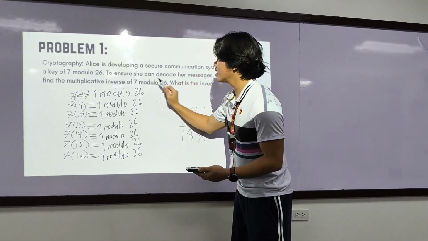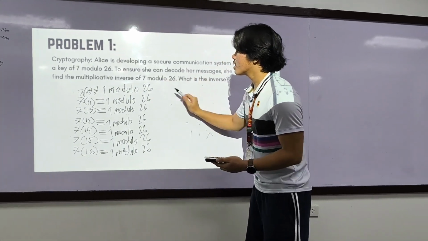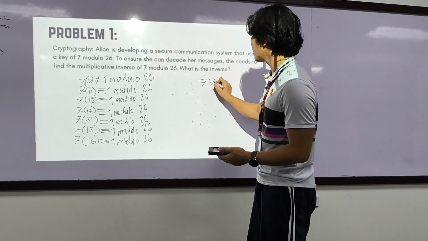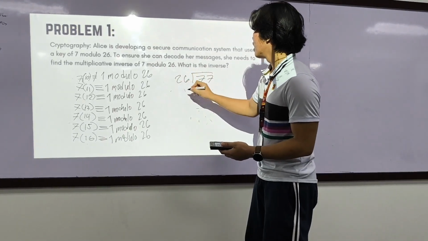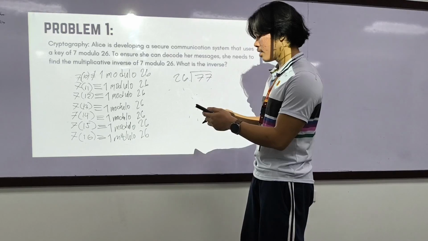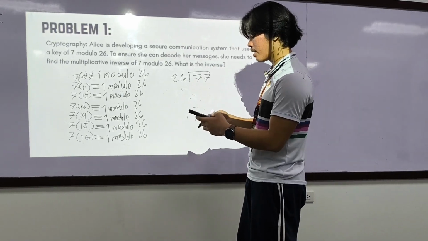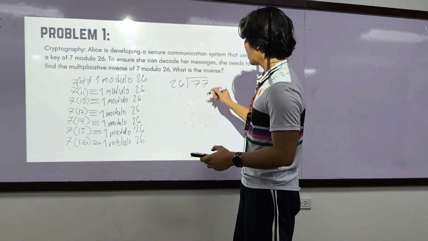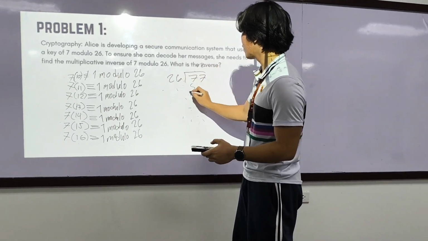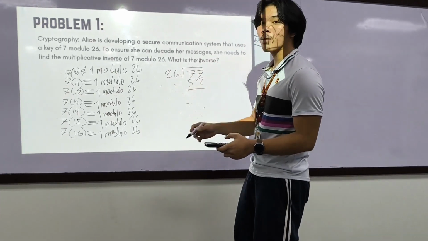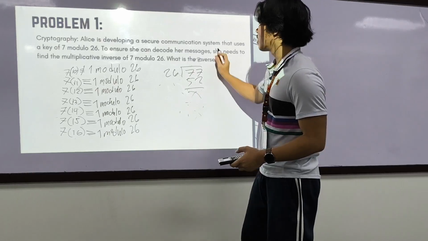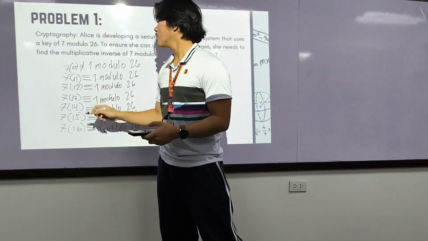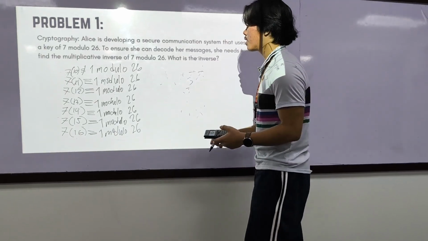So the next number is 11. 7 times 11 is equal to 77, and we will divide 77 by 26. Here again, 77 divided by 26 is 2, and 2 times 26 is 52. The remainder is not equal to 1, so it is not congruent to 1. It is not the inverse of 7 modulo 26.